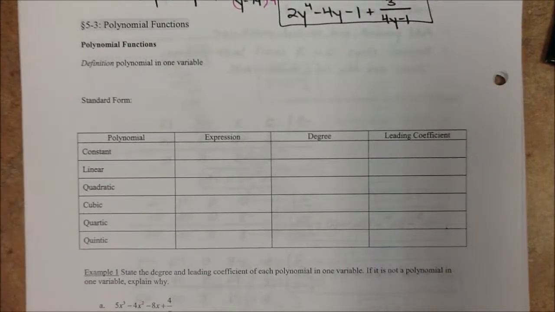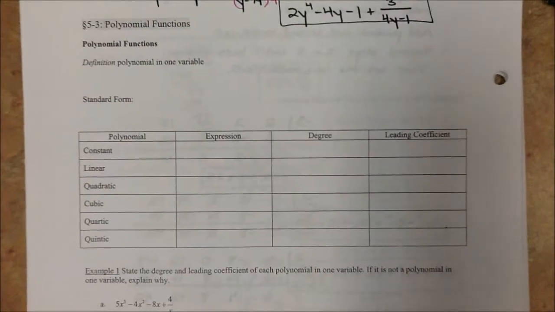All right, so starting with 5.3, we're going to be looking at polynomial functions, getting the definition, talking about different standard forms for different degrees of polynomials. So a polynomial in one variable is going to be a little bit different than what you saw in 5.1. In 5.1 we saw a lot of x's and y's and a's and b's all combined into one. What we're going to be looking at today is just polynomials that only have one variable, just an x, just an a, whatever it is.